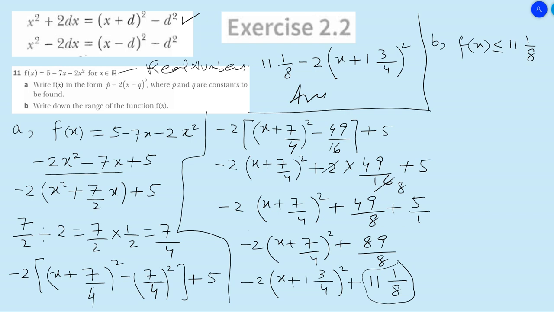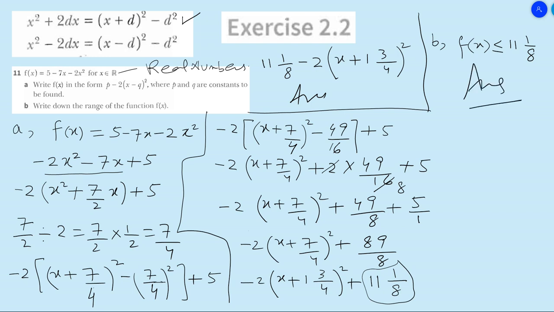Because if we put the value of x in the answer, minus 1 whole 3 upon 4, we will get the whole thing 0 and left only 11 1 upon 8. And if we take any value of x, we always find the answer which is less than 11 whole 1 upon 8. Therefore, our range is f(x) less than or equal to 11 whole 1 upon 8.